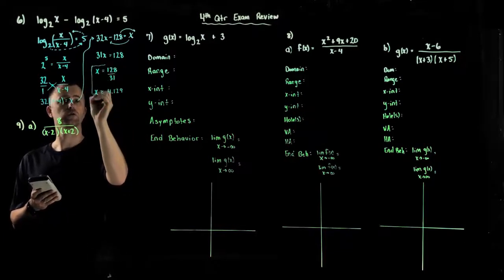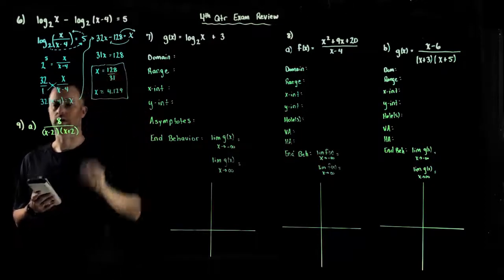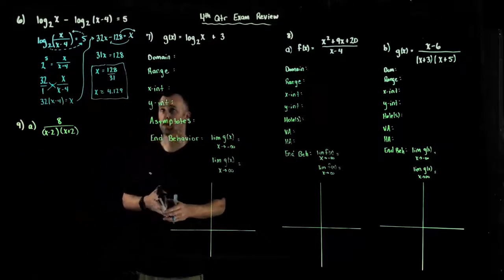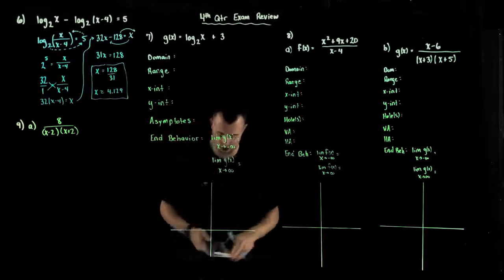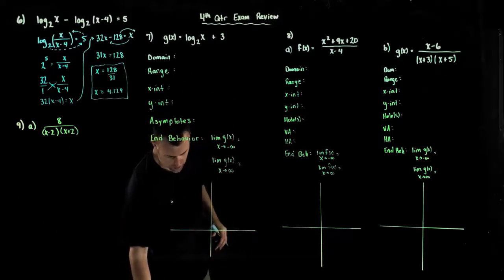So those are your two answers that you can get. So that's going to be number 6. Now I have number 9 right here because of the space. I'm going to move on to number 7. So 7 is basically graphing.